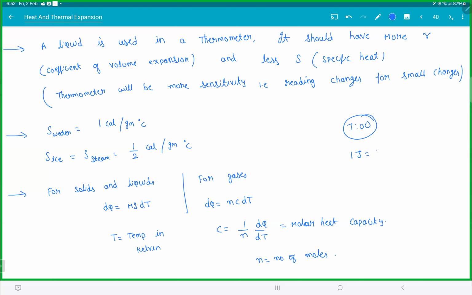1 calorie is 4.2 joules. This 4.2 joules is called the mechanical equivalent of heat. Means 1 unit of heat is 4.2 times the unit of energy. That constant is called the mechanical joule equivalent. Alright, that was the only thing.